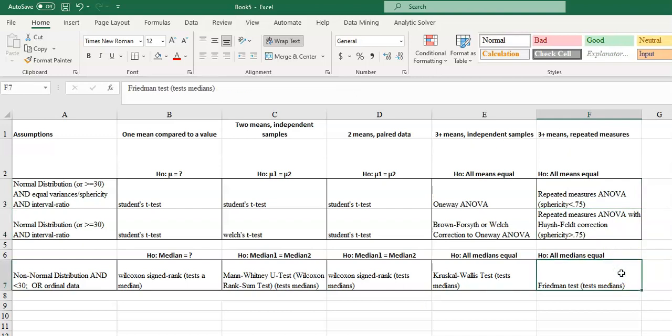And again, if we have ordinal data or we have trouble with the normality or sample sizes, then we come down and we do this Friedman test instead. So those are all the various options you can use for comparing means or, when necessary, medians in place of the means, depending on the structure of your data for these most common types of cases.